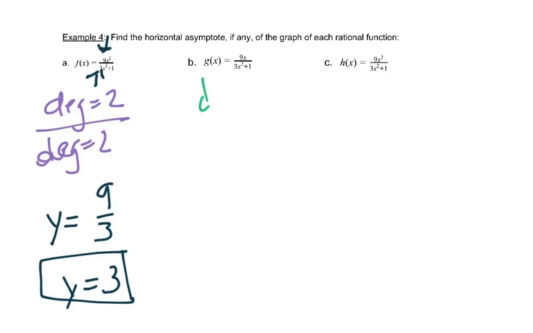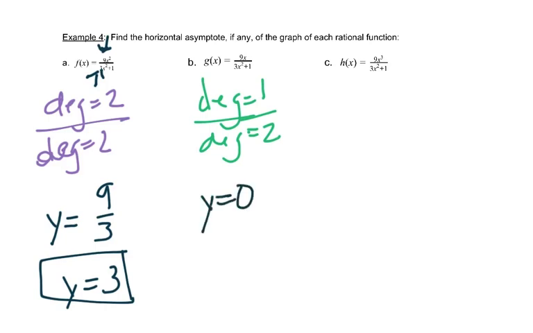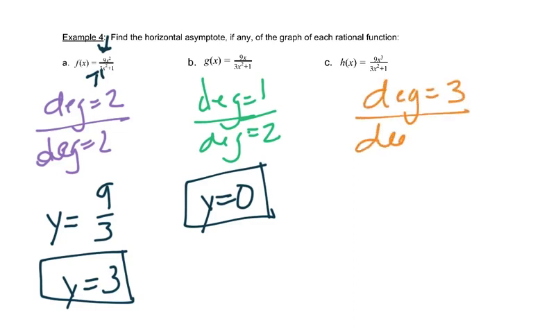Here, our degree on the top is 1, and the degree on the bottom is 2. Because the degree on the top is smaller than the degree on the bottom, the horizontal asymptote is automatically y equals 0. And here, the degree on the top is 3, the degree on the bottom is 2. Because the degree on the top is bigger than the degree on the bottom, there is no horizontal asymptote.